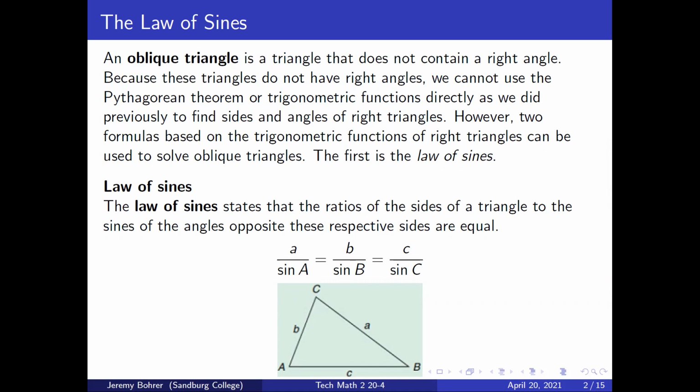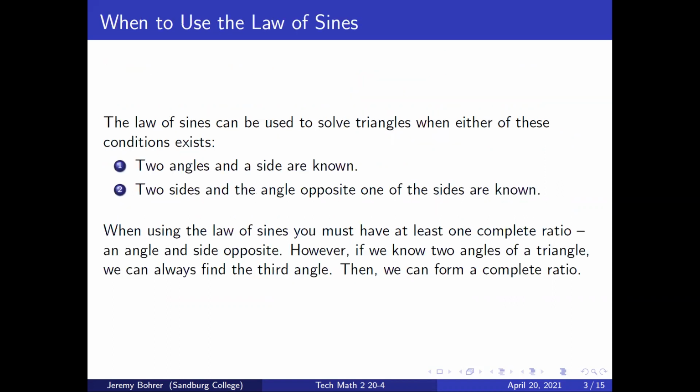The first is the law of sines. The law of sines states that the ratios of the sides of a triangle to the sines of the angles opposite these respective sides are equal. So a over sine A equals b over sine B equals c over sine C.